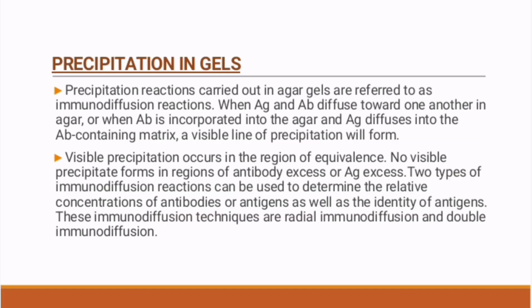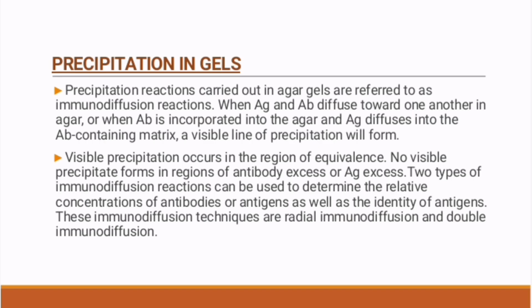Precipitation in gels. Precipitation reactions carried out in agar gels are referred to as immunodiffusion reactions. When Ag and Ab diffuse toward one another in agar, or when Ab is incorporated into the agar and Ag diffuses into the Ab-containing matrix, a visible line of precipitation will form. Visible precipitation occurs in the region of equivalence. No visible precipitate forms in the region of antibody excess or Ag excess.